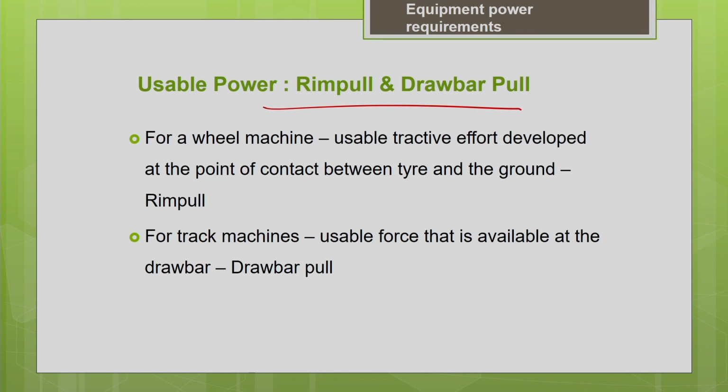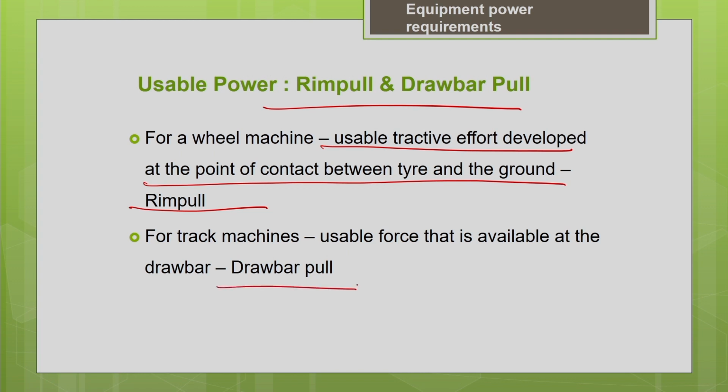Depending upon the mounting of your machine, say if it is going to be a wheel or tire mounted machine, we call it rim pull. The usable tractive force developed at the point of contact between the tire and the ground is called rim pull. Similarly, for the track mounted or crawler mounted machines, it is called drawbar pull, the usable force that is available at your drawbar. So the terminologies vary with respect to the mounting of your machine.